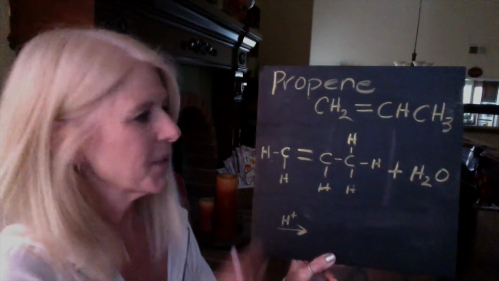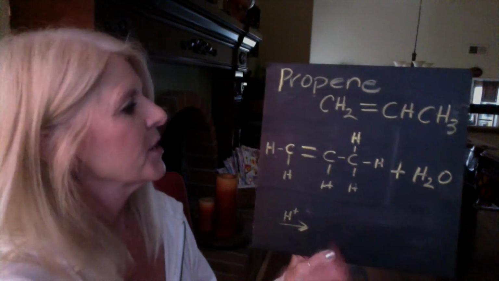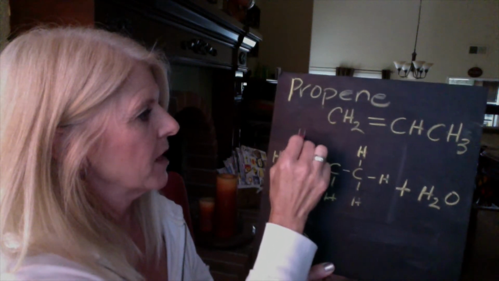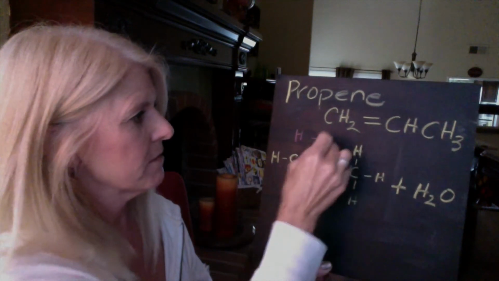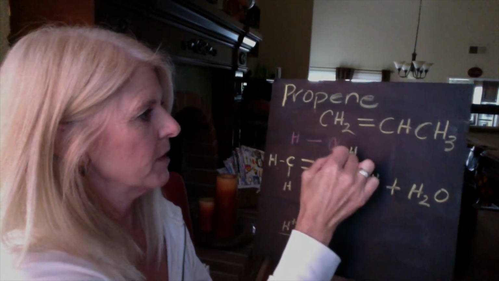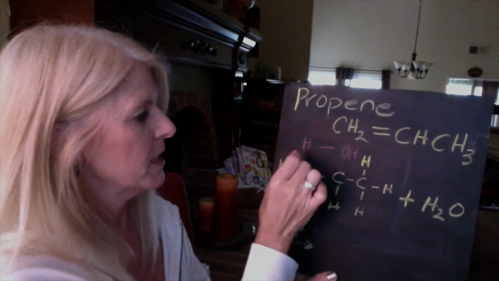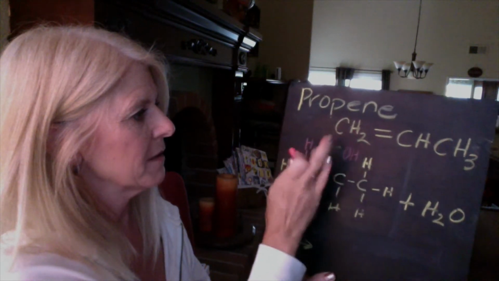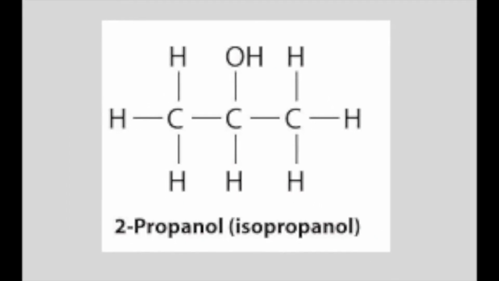Let's try it. We have propene plus water in the presence of hydrogen. So using Markovnikov's rule, we're going to place the hydrogen above the carbon that has more hydrogen, and the hydroxy group above the other carbon. Next, we're going to erase this double bond, flip it up, and then we're going to erase this bond and flip it down to that carbon. And we end up with 2-propanol.